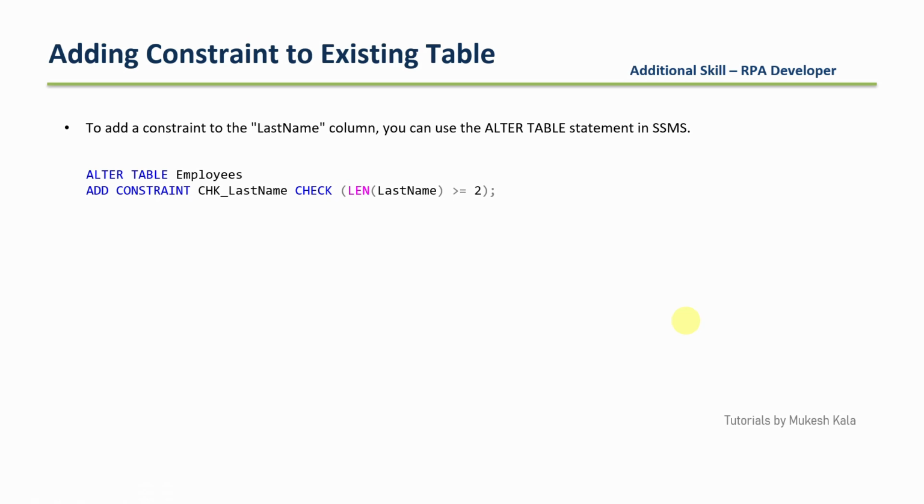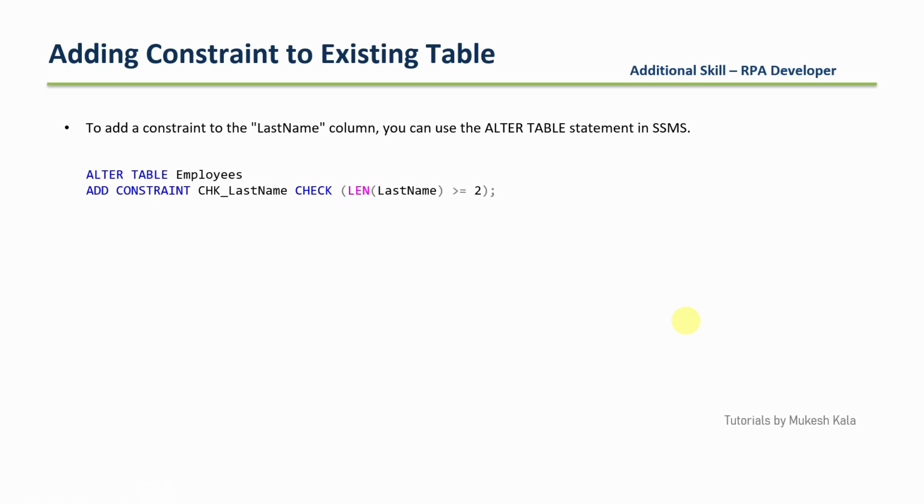To add a constraint to the existing table, right? We have seen that I had an employee table which has a constraint that the age should be greater than 18. Now let's say my business tells me that you have to add one more constraint where you have to validate that the length of the last name should be greater than 2. You should have the last name, the number of characters should not be less than 2.